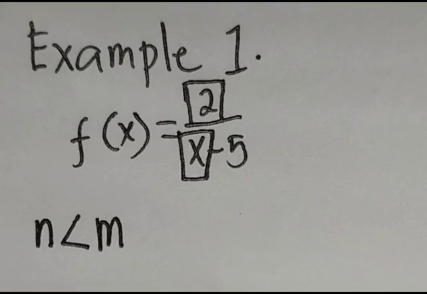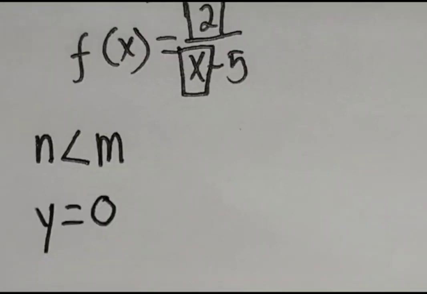Therefore, our horizontal asymptote is y is equal to 0. That's why, when the degree of the numerator is less than the denominator, automatically y is equal to 0.